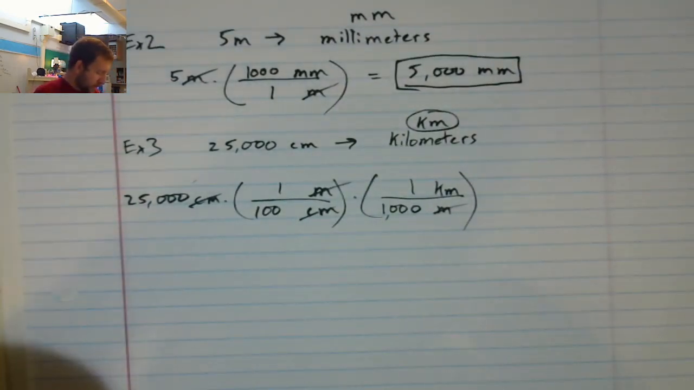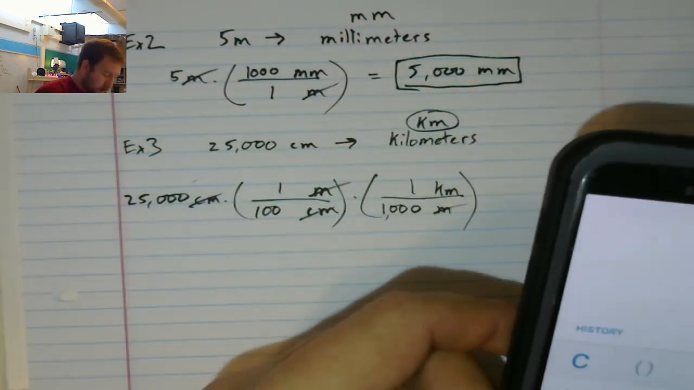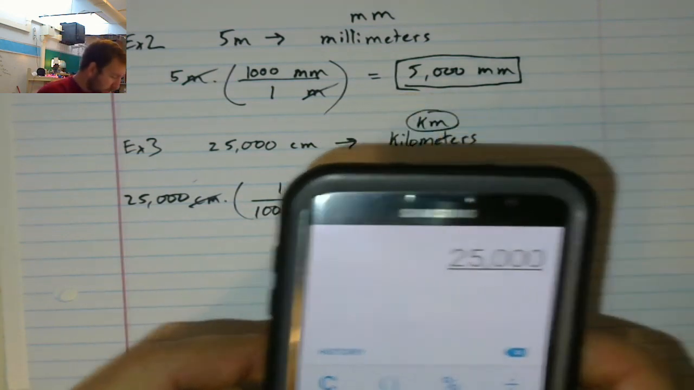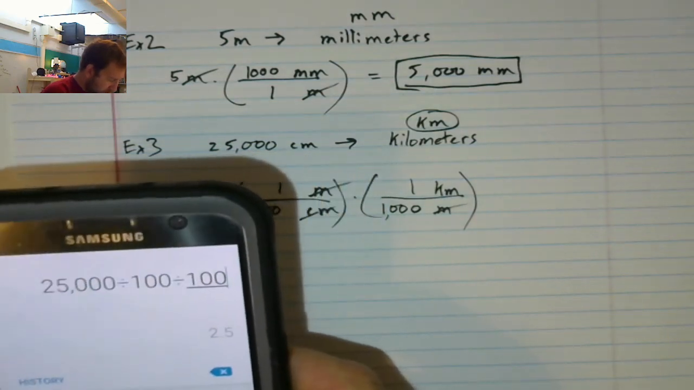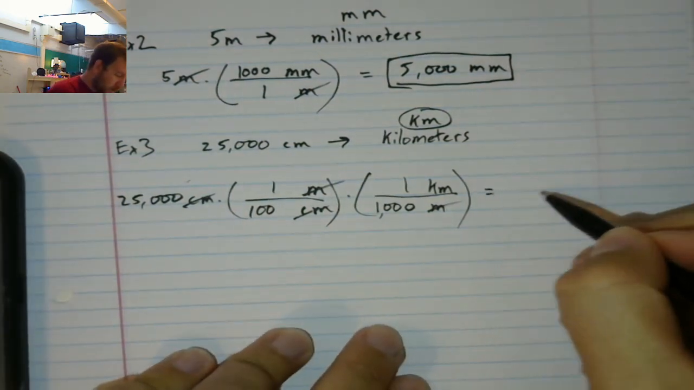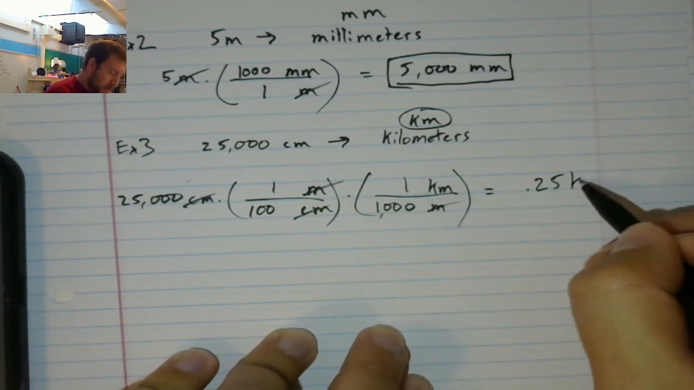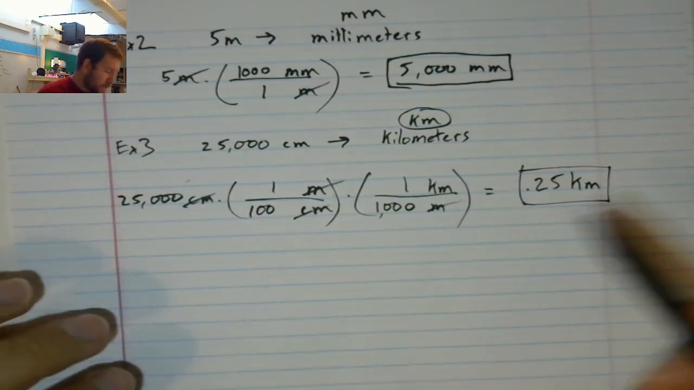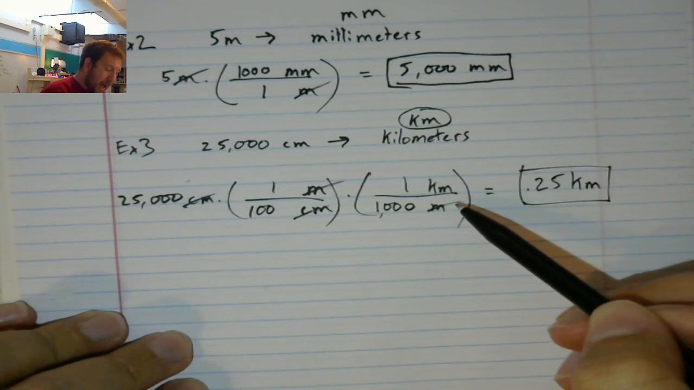Okay, let me get my little calculator up again. And if you can do this in your head, awesome. I'm just going to do it on my calculator just for a little bit of practice. Can you guys see? 25,000 divided by 100 divided by 1,000 equals 0.25. 0.25 what? Kilometers, because it's the only thing left. Okay, see how I went from my initial unit to my unit of measure, back out again.